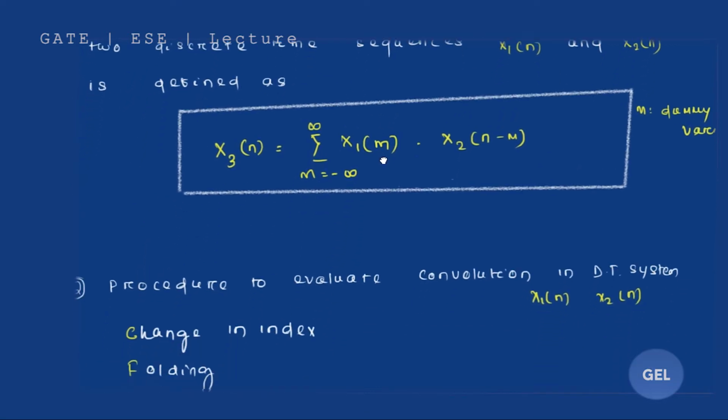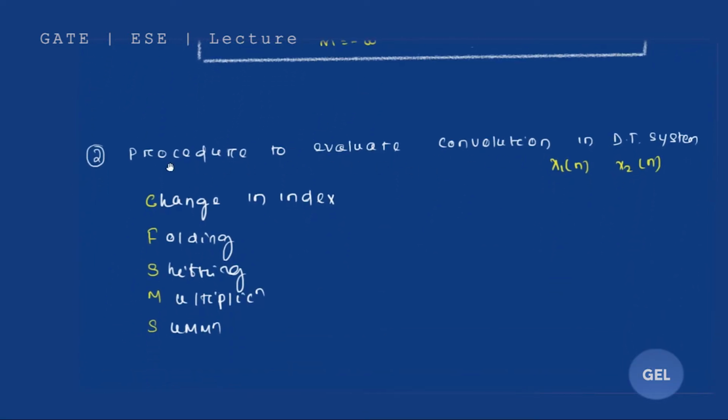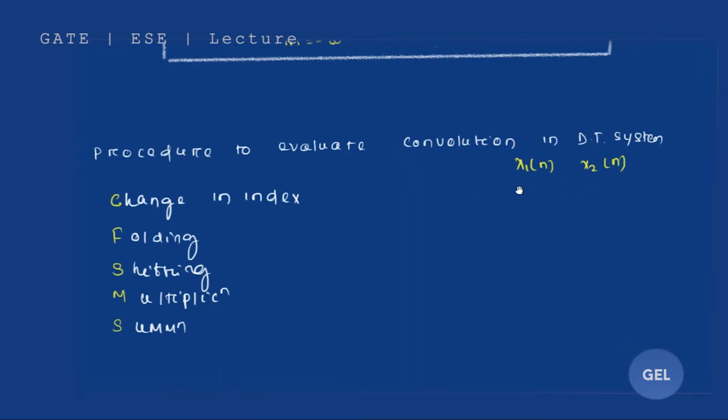Now we are going to follow the same procedure to evaluate the convolution for a discrete time system. If you have x1[n] and x2[n], you need to do the change in index. So this will become x1[m] and x2[m], just the way we used to do x1(tau) into x2(tau). So in the first stage, we changed the index value from n to m, from naughty to mango.